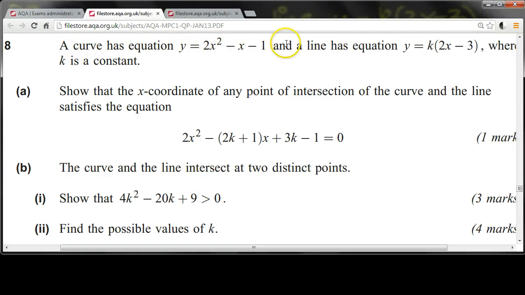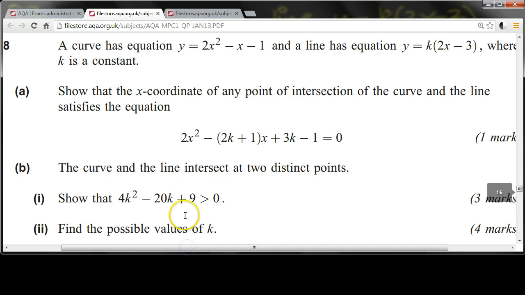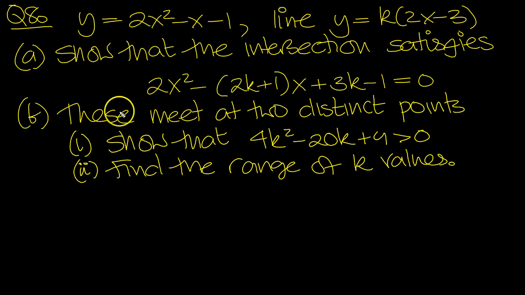A curve has this equation and a line has this equation, where k is a constant. Show that the x-coordinate of any point of intersection of the curve and the line satisfies this equation here. The curve and the line intersect at two distinct points. Show that this inequality holds, and find the possible values of k. Right, here's the question paraphrased then.